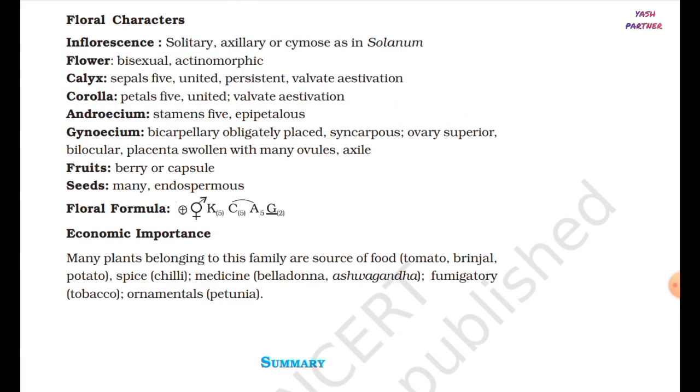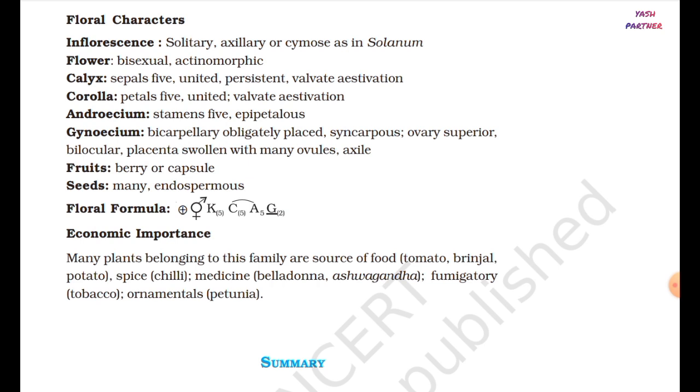Floral characters. Inflorescence solitary, axillary, or cymose as in Solanum. Flower bisexual, actinomorphic. Calyx, sepals 5, united, persistent, valvate aestivation. Corolla petals 5, united, valvate aestivation. Androecium stamens 5, epipetalous. Gynoecium bicarpellary, obliquely placed, syncarpous, ovary superior. Bilocular, placenta swollen with many ovules. Fruits berry or capsule. Seeds many, endospermous. Floral formula: actinomorphic, bisexual.